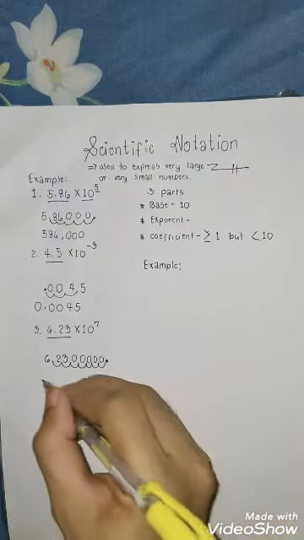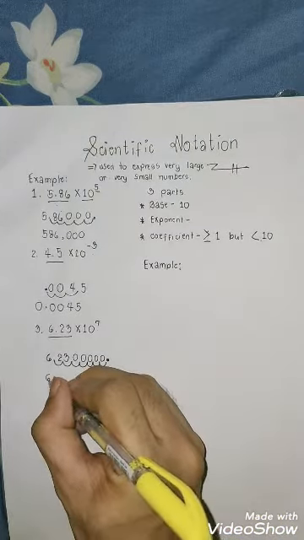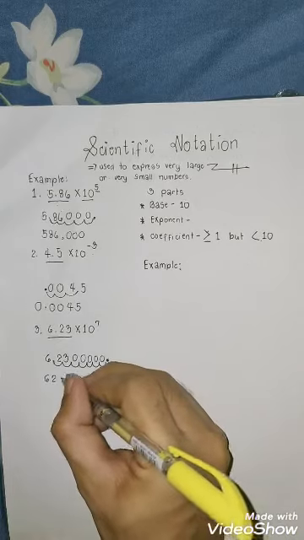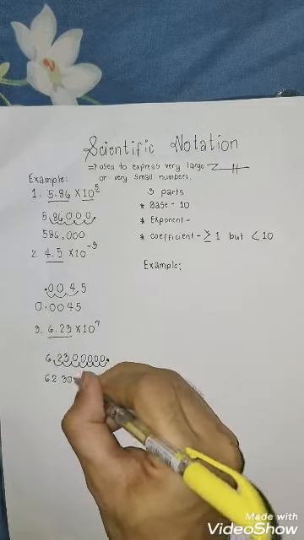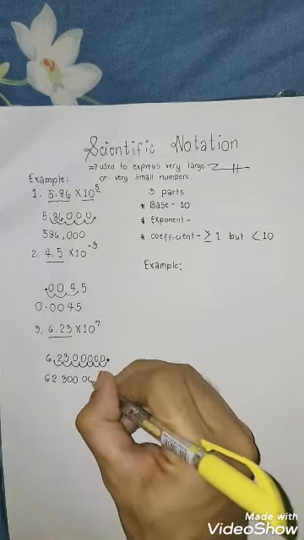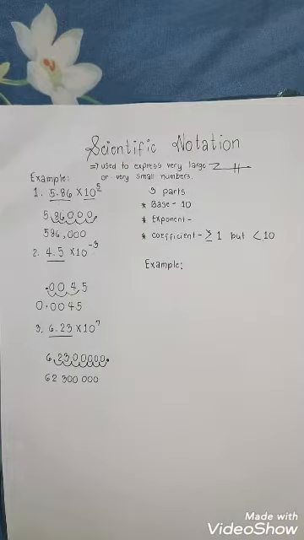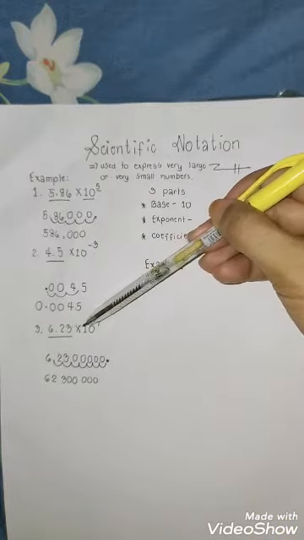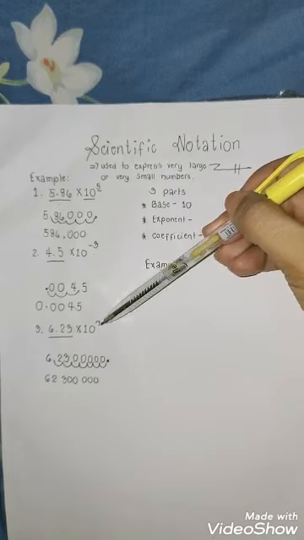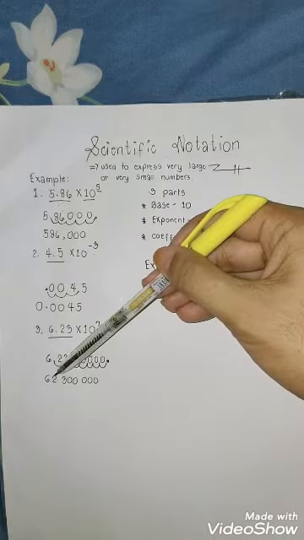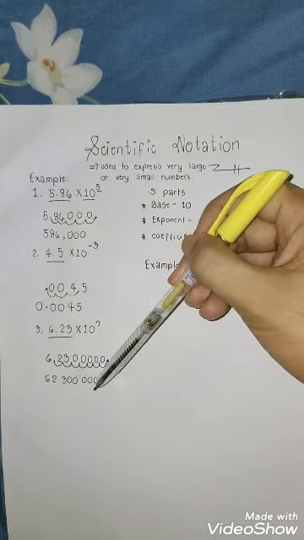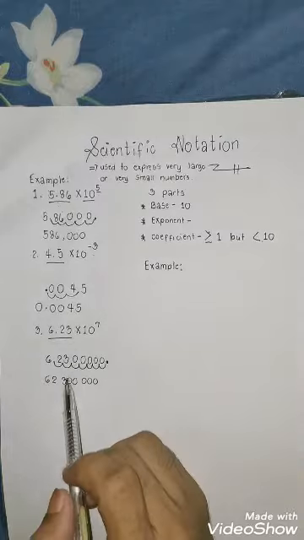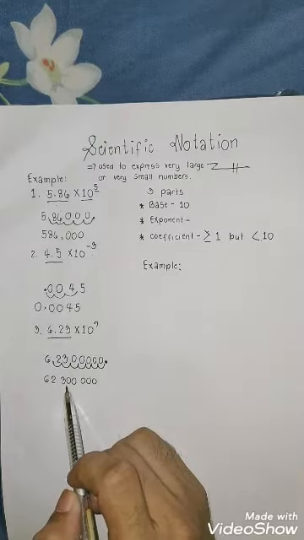Simplify na natin. So, ibig sabihin, ang magiging sagot natin ay 62,300,000. So, meaning to say, the scientific notation 6.23 times 10 raised to 7 is equal to 62,300,000. So, this is our final answer.